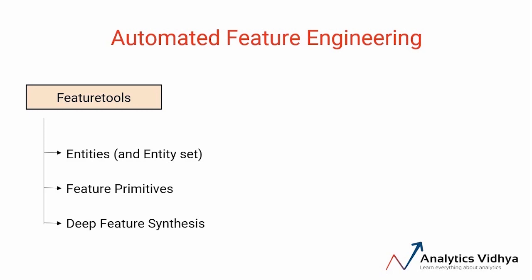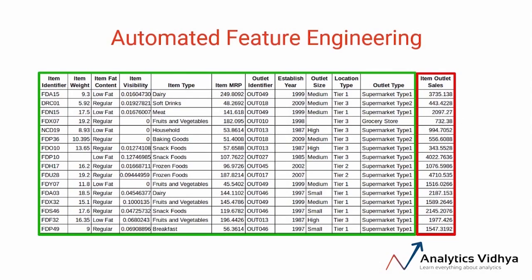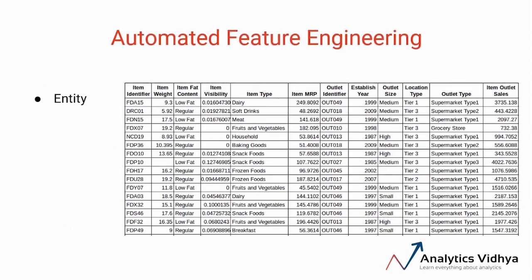To thoroughly understand these, let's take up an example dataset, and it's one you've seen before. Can you recognize this? It's the Big Mart sales dataset. In this dataset, we have quite a few items like item weight, we have item type, we have the item MRP, outlet identifier, among other things. And of course, the last column here, the item outlet sales, that's the target variable. Now, in feature tools, this data set is called an entity. For now, we only have one data frame here, but there can be multiple.